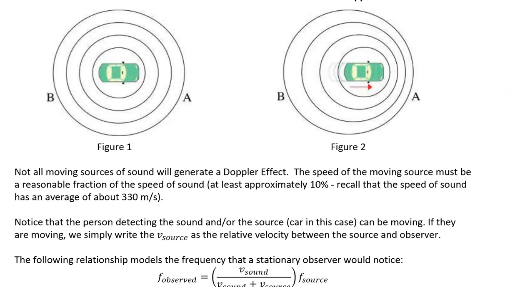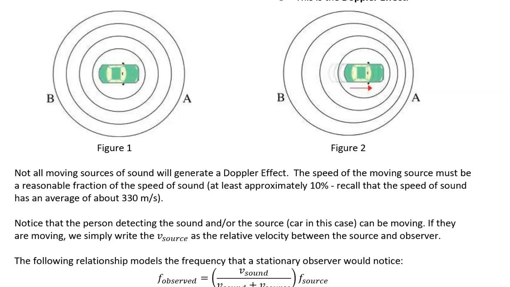And the speed of sound in normal temperature, around 20 degrees, is roughly 330 meters per second. So if we're somewhere around 30 meters per second, we're going to hear this Doppler effect. Notice as well that the person detecting the sound and/or the source, the car in this case, can be moving. If they are moving, we simply write the v source as the relative velocity between the source and the observer.